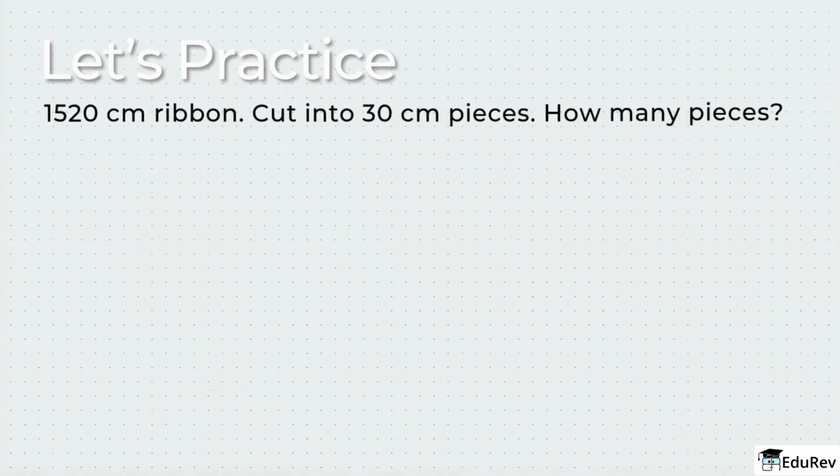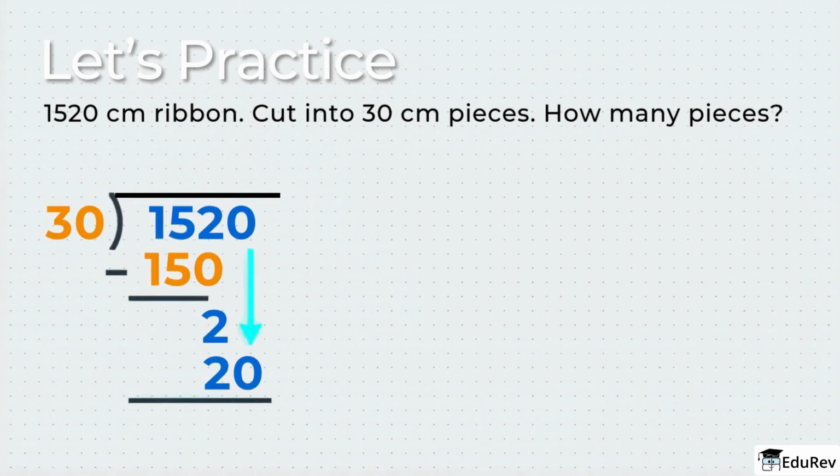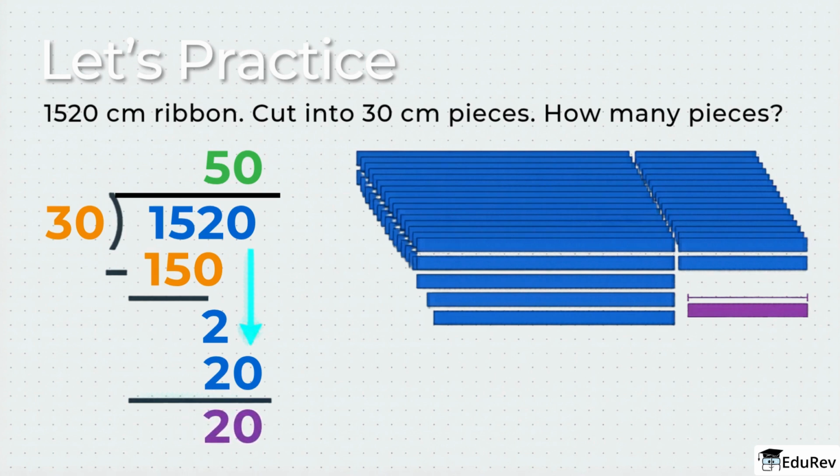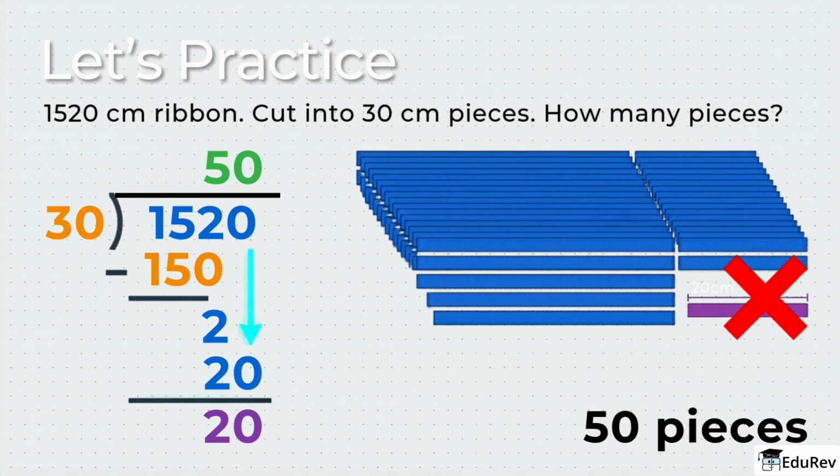Let's try another word problem. There is 1,520 centimeters of ribbon, and we cut it into pieces of 30 centimeters each. How many pieces is the ribbon divided into? The answer is 50 pieces, with 20 centimeters left over. But 20 centimeters is too short for another full piece of 30 centimeters, so we stop at 50 pieces. Here's a trick to be aware of. If the remainder is smaller than the piece size, it cannot make one more full piece.